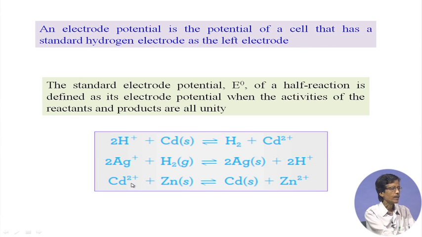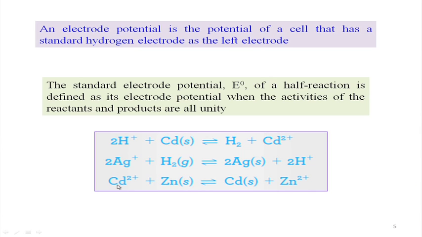And the third one is the reaction between the cadmium ion, the ionic state of cadmium, that means cadmium in solution, and zinc. It is very similar to what we discussed in our previous class, that dipping a copper rod or copper spiral wire inside a silver solution results in deposition. Similarly, if we dip a zinc rod within the cadmium solution, cadmium will be deposited and zinc will go into the solution.